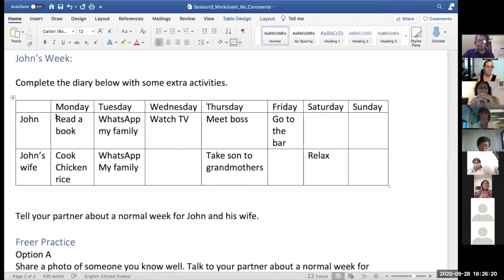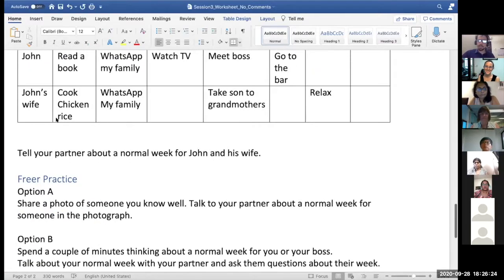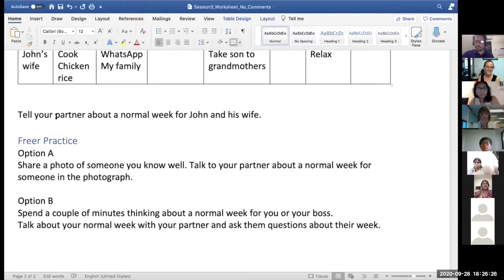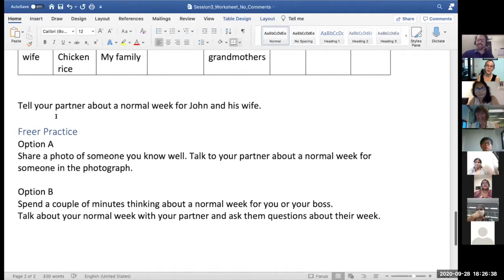Okay, Dan, you've done a really good job on that. Well done. I want to find out a little bit about a usual week for you. Now, last lesson, I asked you to bring a photo. Did you bring a photo? I suspect no. Okay.